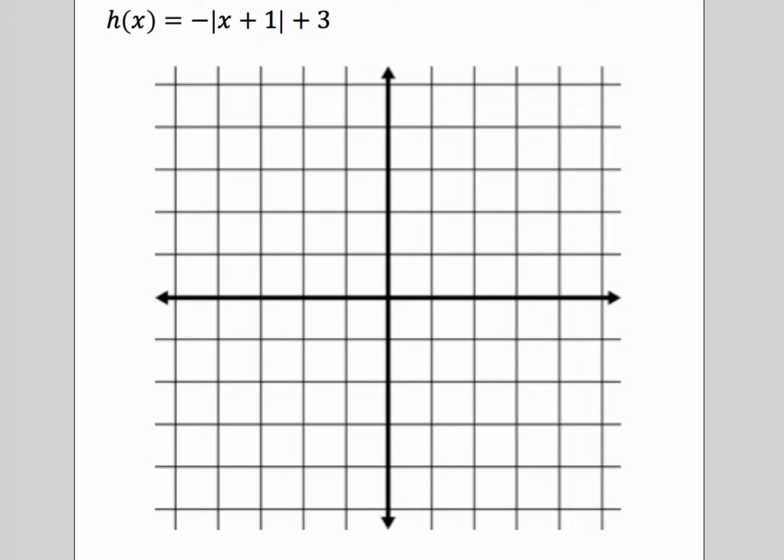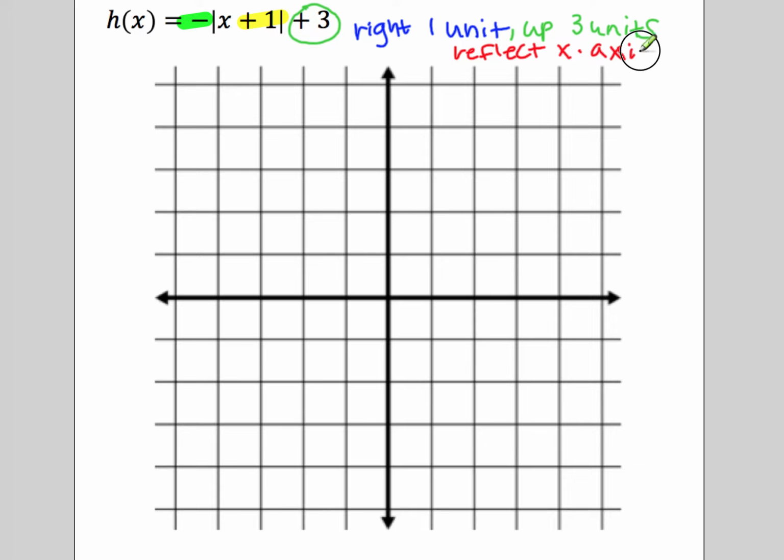So I'll start here with the inside, and that moves it right 1 unit. And then the plus 3 will move it up 3 units. And our last move is this negative out front, which reflects it over the x-axis. So it might make it easier for us to think about what the reflection over the x-axis looks like first, and then make our transformations. So once I reflect, then I can move right 1 unit and up 1, 2, 3. And there we are.